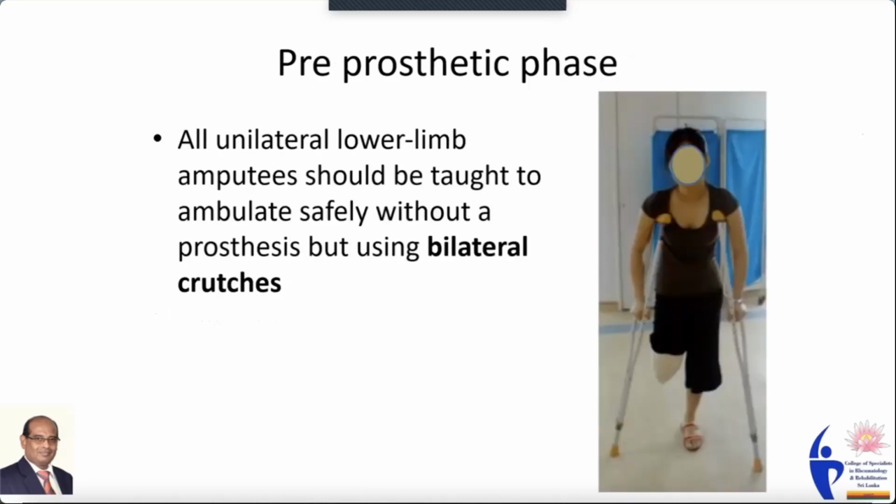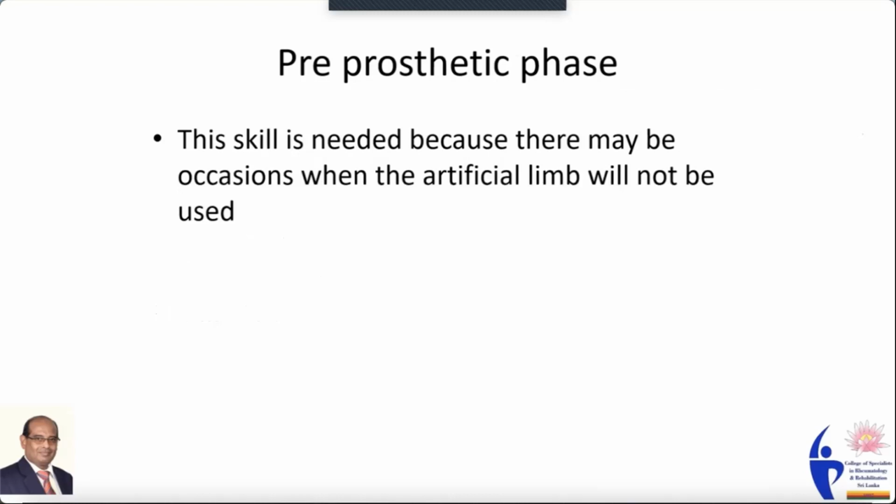All unilateral lower limb amputees should be taught to ambulate safely without a prosthesis by using bilateral crutches. This skill is needed, as I told before. There may be occasions when the prosthesis will not be used.